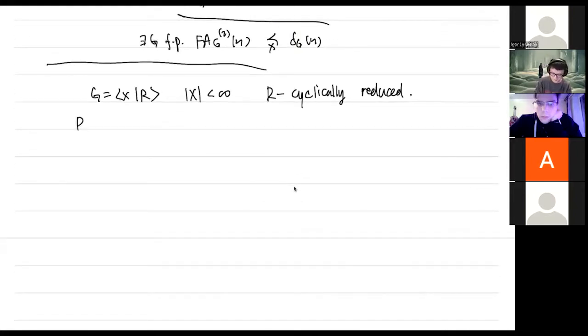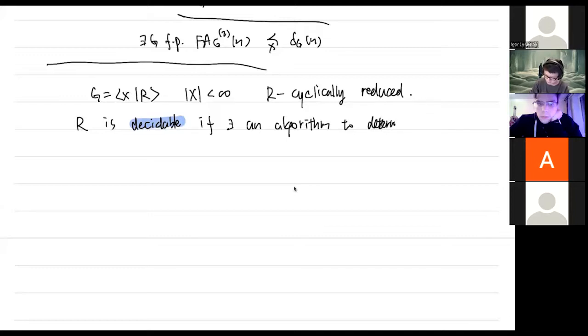If this relator set is a subset of this group G, we do not require it to be finite. But it is called decidable if there is an algorithm to determine, for any word in G, whether this word is inside this set R. So basically the membership problem of this subset is decidable.